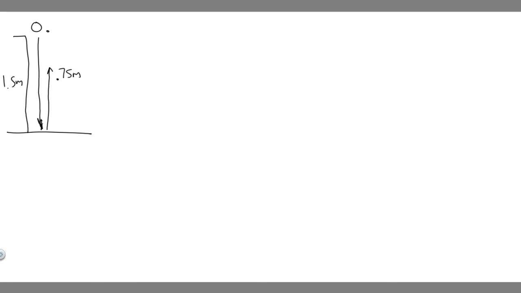So if we go ahead and draw what's going on here, imagine this is where we're dropping the ball from. We know this is 1.5 meters. The ball is going to fall down, hit the ground, and then travel back up 0.75 meters. And we know the mass of the ball is 12 grams, which is essentially 0.012 kilograms. All we did was divide it by 1,000. So this right here is going to be our drawing.